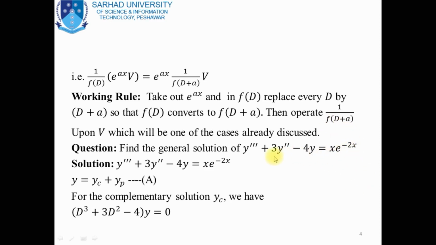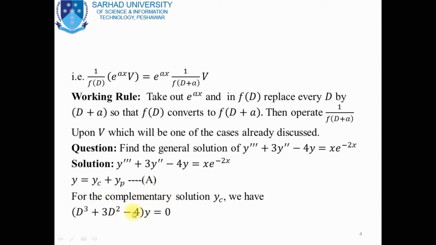Since this is a non-homogeneous linear differential equation, the complete general solution will be equal to the complementary solution plus the particular solution. Now first of all, to find the complementary solution, you see over here (D cube plus 3D square minus 4) into y is equal to 0. For the complementary solution, we take the homogeneous part of this non-homogeneous differential equation; this is the homogeneous part.